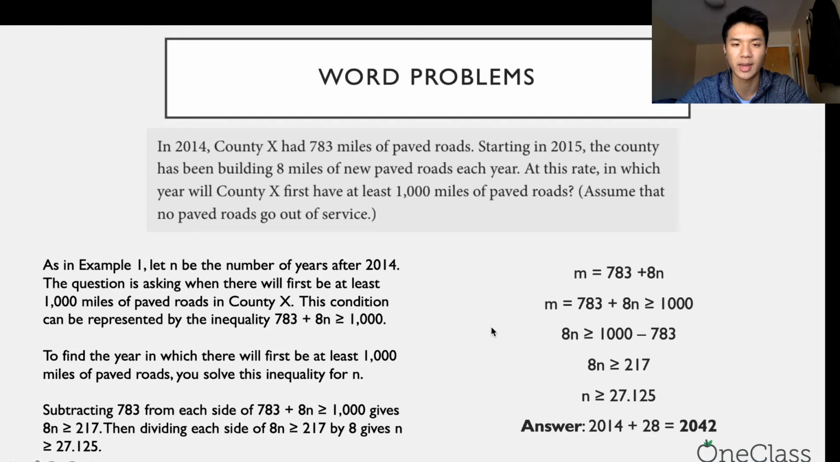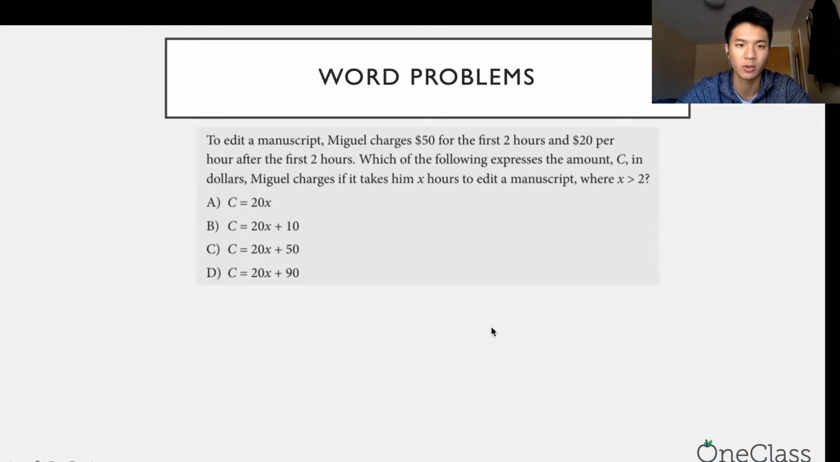Right, so let's take a look at another word problem that you might see. So I think we're moving away from the scenario that we were talking about building roads, and we're going to talk about this question here, which again might be a little bit less straightforward than you see on first glance. So the question says, to edit a manuscript, Miguel charges $50 for the first 2 hours and $20 per hour after the first 2 hours. Which of the following expresses the amount C in dollars that Miguel charges if it takes him X hours to edit a manuscript where X is greater than 2?